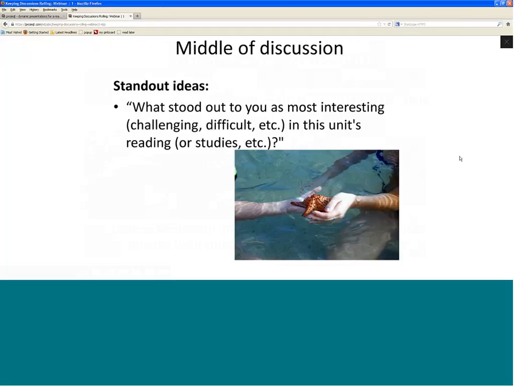Okay, so here are just some ideas and some tips that you might use, similar to the points that John went over. And one is a standout idea. And having taught, also John mentioned that he teaches, and I also certainly have taught online, and the things I have taught were English Comp and Introduction to Literature. And so in my case, what stood out to you as most interesting or challenging or difficult in this unit's reading?